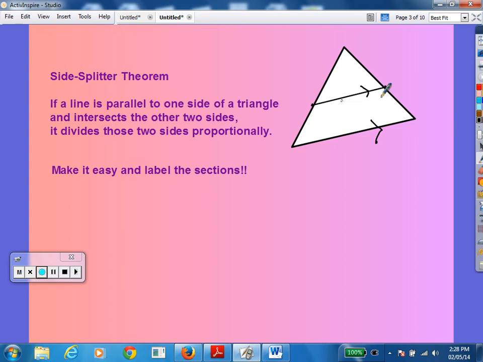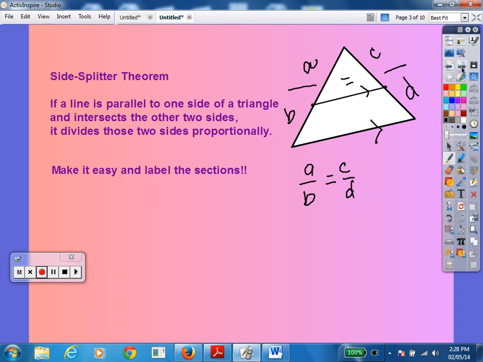When you see those two parallel lines, all you do is label. Just start labeling the left side of the figure, split it in A and B, and split the other side in C and D, and write your proportion. A over B equals C over D. It's just that easy. Just A over B equals C over D. You can cross multiply, divide, find your answer in no time, okay? So that's what that means.